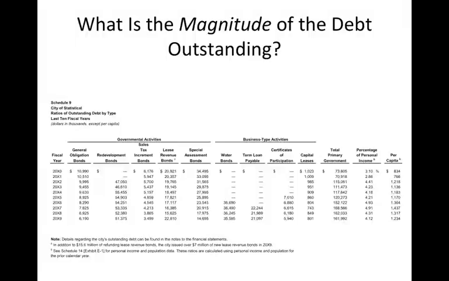So what is the magnitude of the debt outstanding? Like any other type of analysis, it's not sufficient just to look at the amount that's outstanding, but you need to put it in some type of context that allows you to compare it to other governmental entities, so you have a sense of the magnitude of the debt. And it just so happens that in this schedule, governments are required to show their debt as a percentage of personal income and as a percentage divided by population, or per capita.